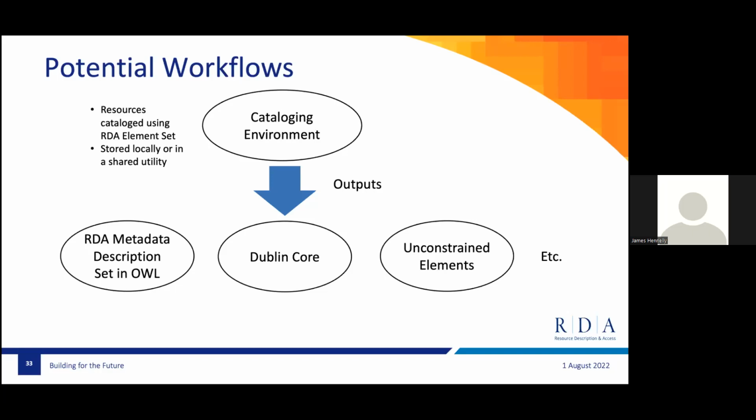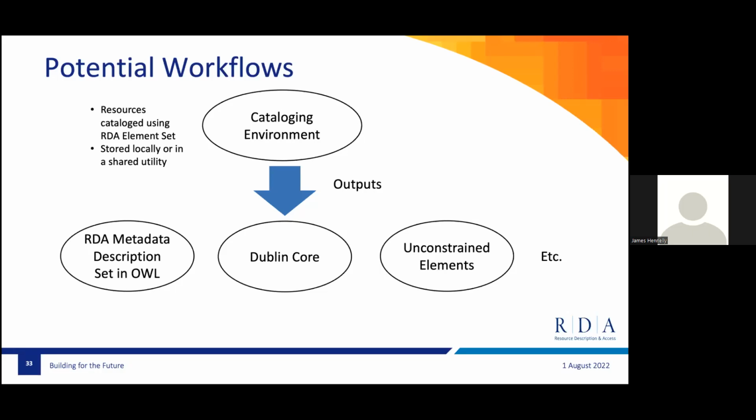This could be in a local environment or in a shared utility. Then from that environment, you could have various outputs to get what you want. An application could decide, I would like the RDA metadata description set that was generated in the cataloging environment in OWL. That could be one of the outputs. Someone else could come along and say, I want that same information, but I really only want it in Dublin Core. We could do that.